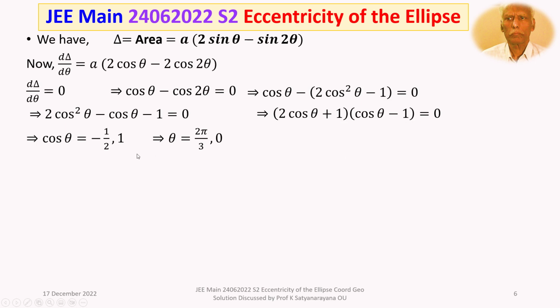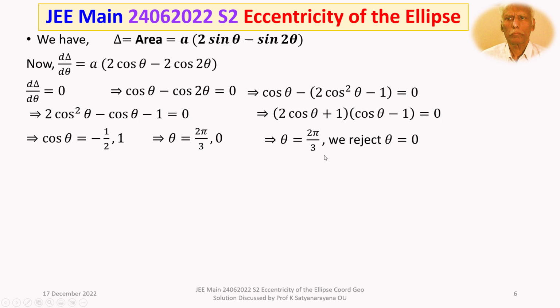When cos θ is minus 1/2, θ is 90 plus 30, that is 2π/3, and cos θ is 1 means θ is equal to 0. We take θ is equal to 2π/3 and we reject θ is equal to 0. Why? If θ is equal to 0, go to Δ and see, A into 2 sin 0 minus sin 2 times 0, sin 0. So the area becomes 0 and it is meaningless. So therefore we reject θ is equal to 0.